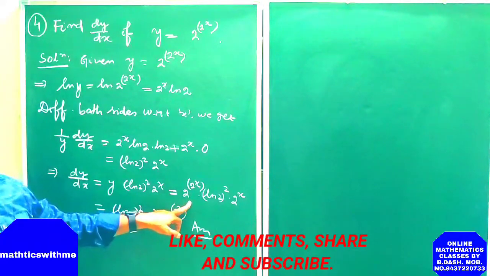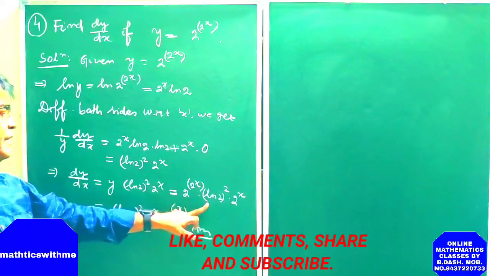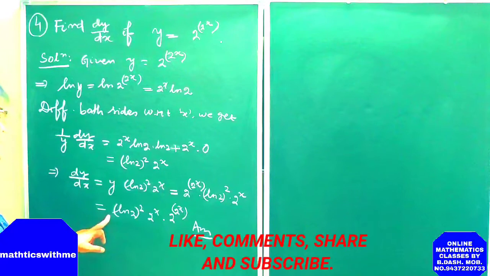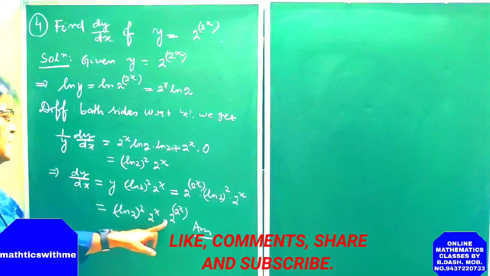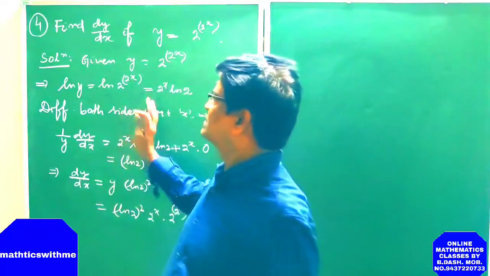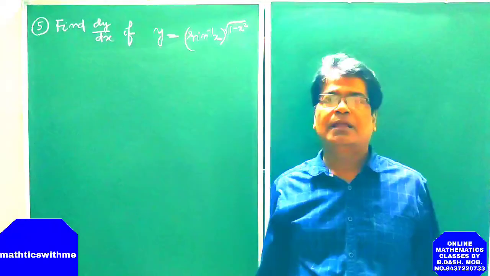In place of y, we can put 2 to the power 2 to the power x into ln 2 whole square into 2 to the power x. This is equal to ln 2 whole square, 2 to the power x, 2 to the power 2 to the power x. This problem is now solved. Let us proceed to solve the next question.